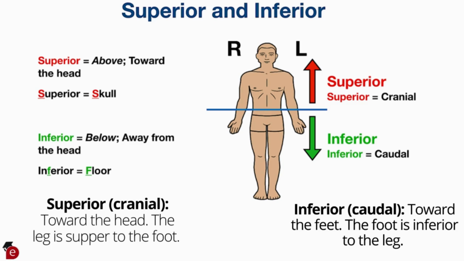Inferior is the counter term for this, and another terminology for inferior is caudal. You can say that inferior is towards the feet. If you give an example of the foot, you can say that the foot is inferior to the leg, so that if you compare the position of the leg and the foot, you find that the foot is towards the lower extremities compared to the leg.